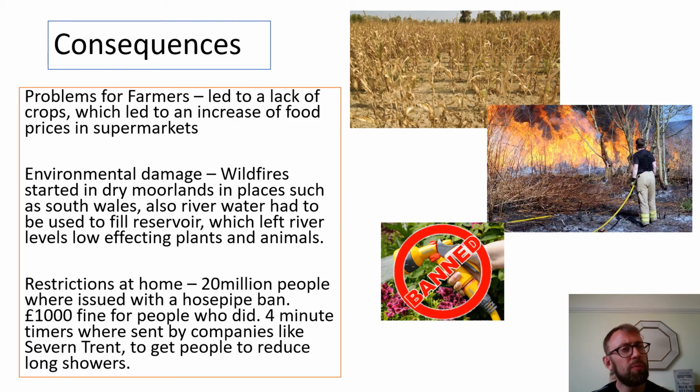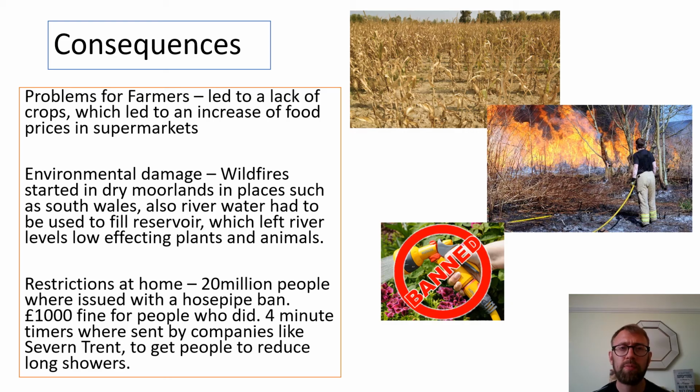And the final one, the one that people tend to remember the most actually, is the restrictions in homes. 20 million people in the UK were given a hosepipe ban, and there was a £1,000 fine for people who used their hosepipes without reason. Now there was a list of conditions for this, so companies that need to use hosepipes as part of their jobs, like car washing companies, gardeners, things like that, was okay, but it was more private use. So things like encouraging people to use watering cans to reduce the water use had to be in place.